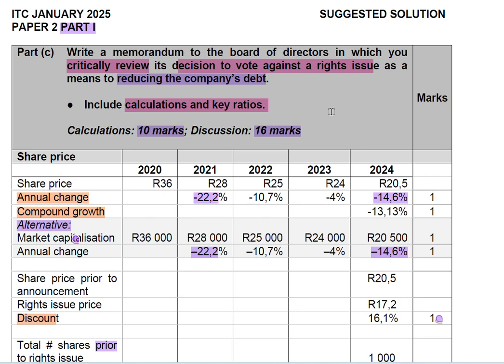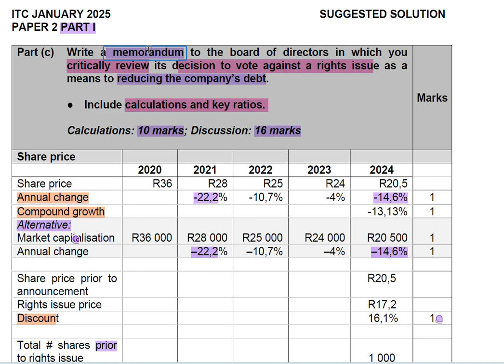So in this required, there are 3 things that you need to understand the examiner needs from you. Number 1, they want the calculations. Number 2, they want the key ratios. And number 3, they want you to critically review in the form of the memorandum. So the structure of your solution should be in the memorandum. That way you're going to be reviewing the decision of the board voting against the right issue.